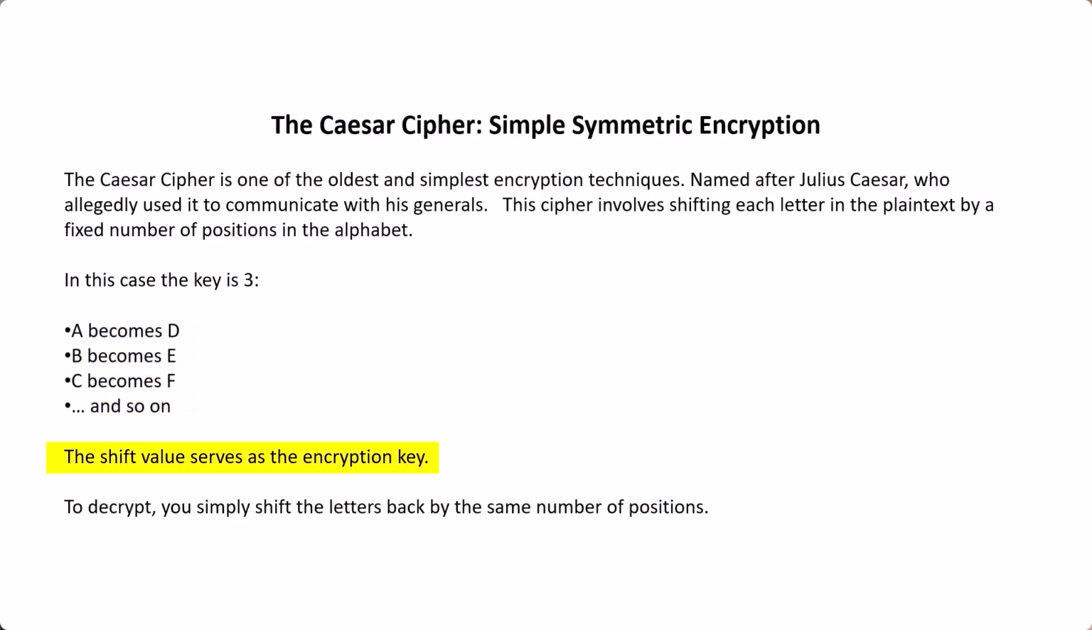The shift value serves as the encryption key. To decrypt, you simply shift letters back by the same number of positions. So that key is used for encryption and decryption. That's all there is to it. Very, very straightforward and simple.